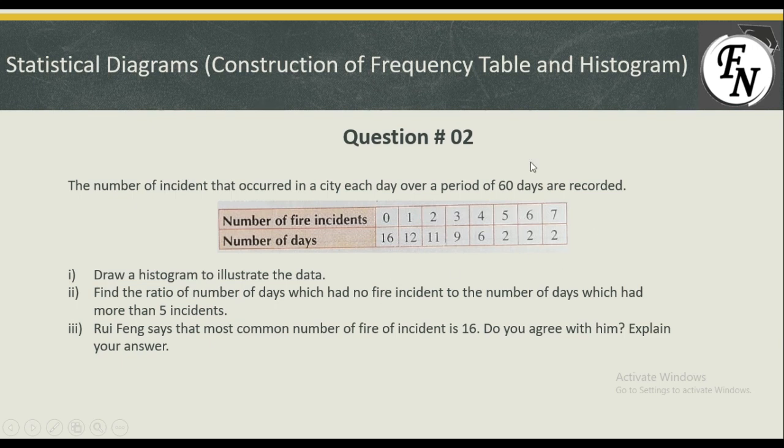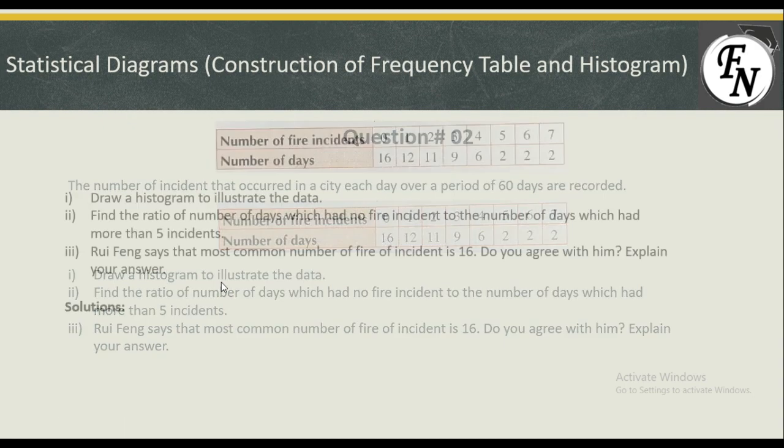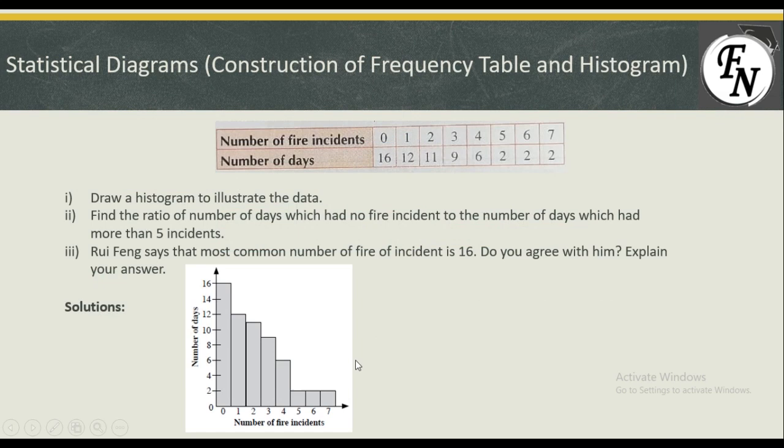So it has been given to us in the frequency table, and we need to construct a histogram to illustrate this data. So here I have constructed this histogram. On 0 incidents I have made the bar of 16 days, as it is showing in the frequency table. Then on 1 incident it has a frequency of 12. On 3 incidents it has a frequency of 9, and so on. This histogram has been made. Now we need to answer the questions from the frequency table.